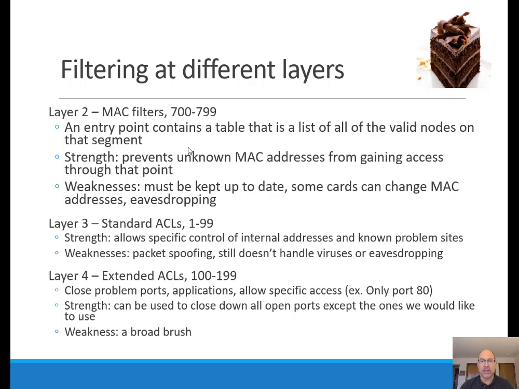Now, when we talk about different layers, a lot of times we'll talk about layer 2, which is switching, layer 3, which is routing, and layer 4, which is ports and the transport layer. In access control lists, layer 2 is pretty straightforward. We are mostly talking about just straight up MAC addresses. And the nice thing about that is that it is a very clear point of entry.